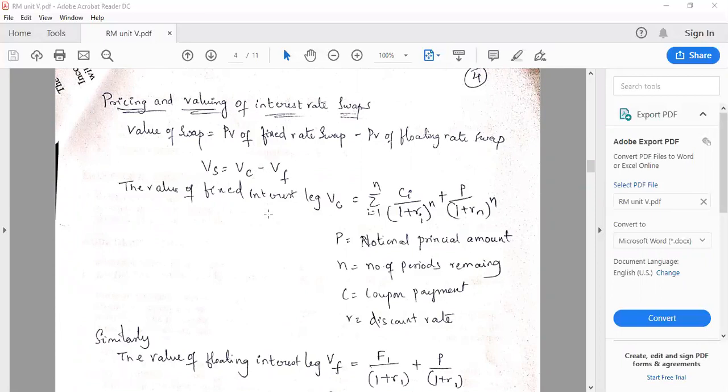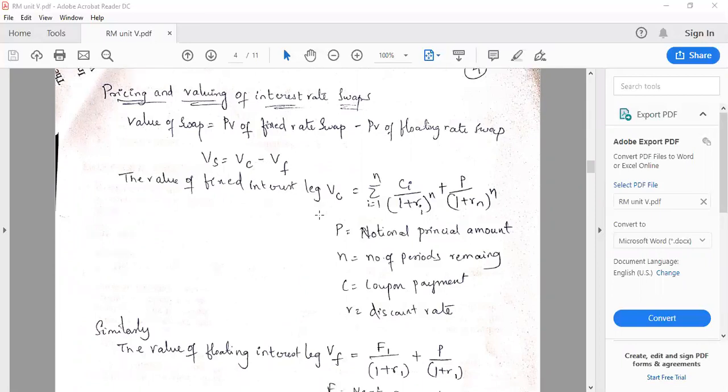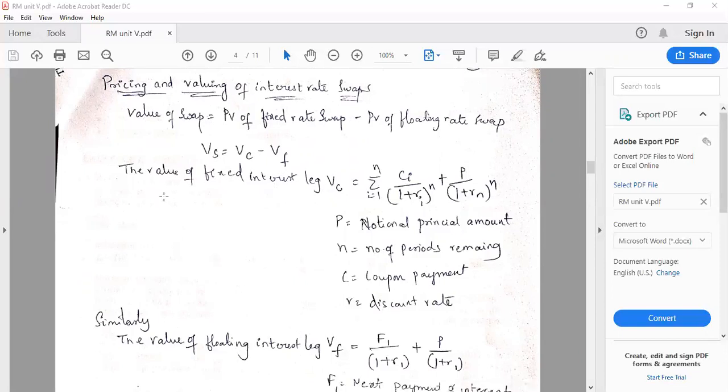How do you get this fixed rate swap value? Here I mentioned leg. Every swap will have two legs. One leg belongs to the receiver and one leg belongs to the payer, right? If that concept is applied in these interest rate swaps, the fixed interest rate will be one leg and the floating interest rate will be the other leg, right? So the value of the fixed interest rate leg will be calculated by using this formula.